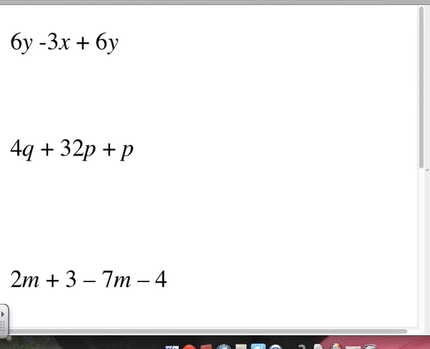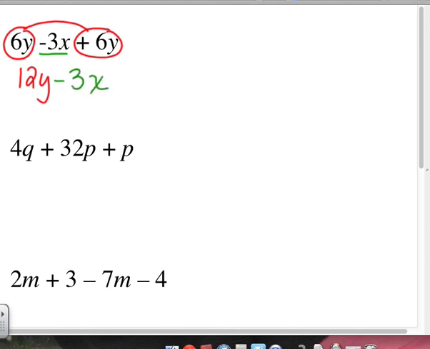Alrighty, we've got a 6y and a minus 3x and a plus 6y. I see some family members. I see some like terms. This 6y and this plus 6y have the exact same variable, and you can add them together, and that will give you 12y. And that minus 3x, right here in the middle, there's nobody else like him, so you just bring him down and make him part of your final answer. So that's the simplified expression: 12y minus 3x. Final answer.